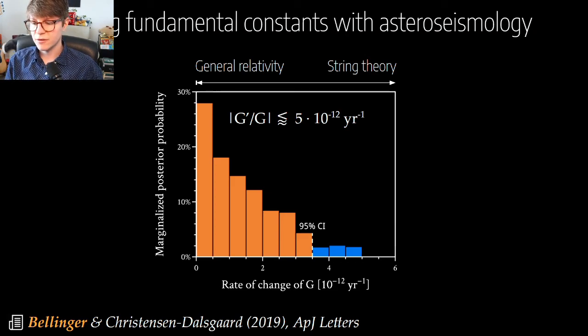Because of course, if the star evolved under stronger or weaker gravity in the past, that would have an effect on its resulting stellar structure, affecting how the star oscillates even today. And so from this investigation, we were able to show that the gravitational constant must not have varied by more than 5 parts in a trillion per year over the last 11 billion years.